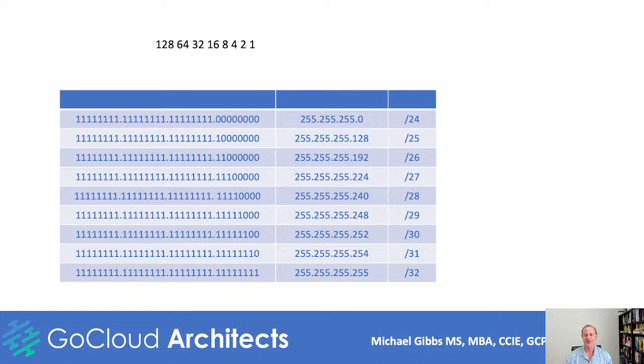Now, what does a /26 look like? /26: all ones in the first octet, all ones in the second octet, all ones in the third octet. But now we've got a 128-bit and a 64-bit. Can anybody tell me what 64 plus 128 is? Do the math real quick and pop it in the chat box.